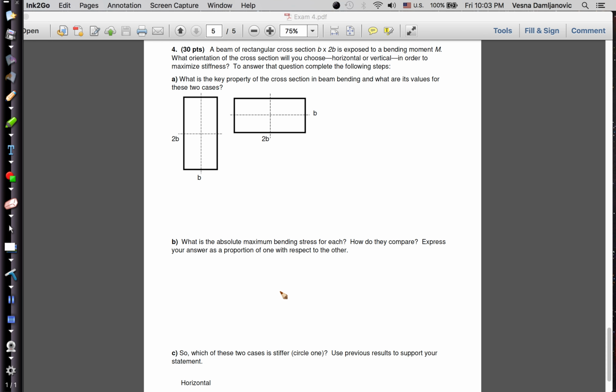Even though I've talked about this exact thing in class and everybody participated, sometimes you beat me. Okay, so you have a beam that is B by 2B, and it's exposed to some bending moment M. And so what orientation of the cross-section will you choose? This is a horizontal and that's a vertical, in order to maximize stiffness. I didn't tell you to calculate anything, just to maximize stiffness.